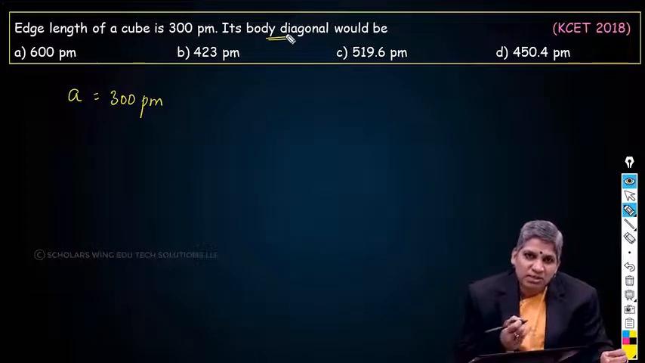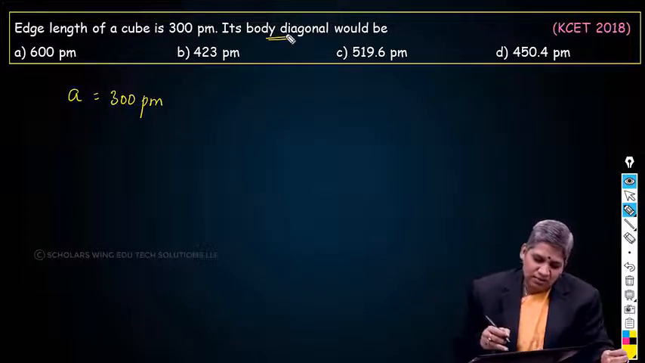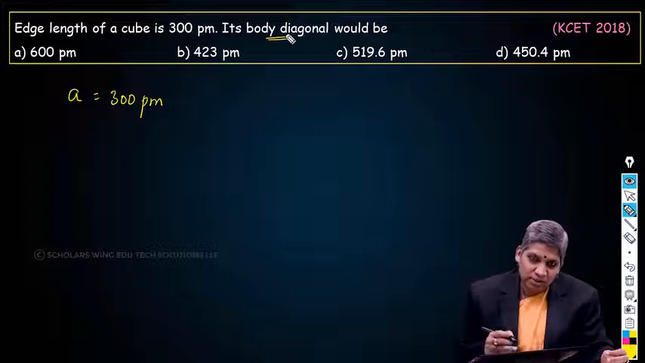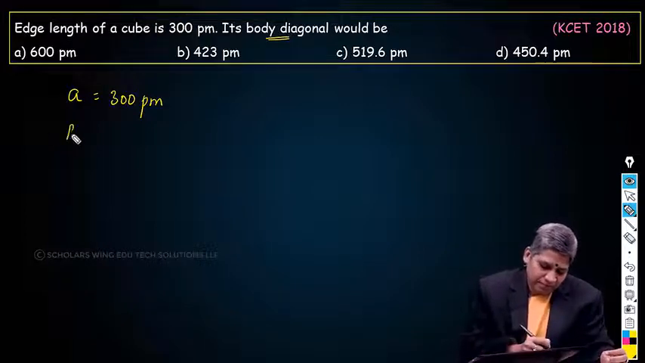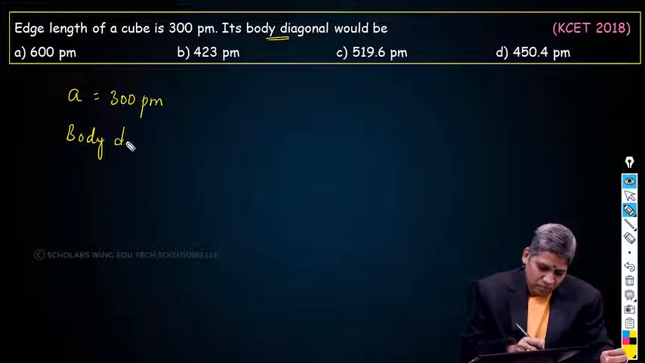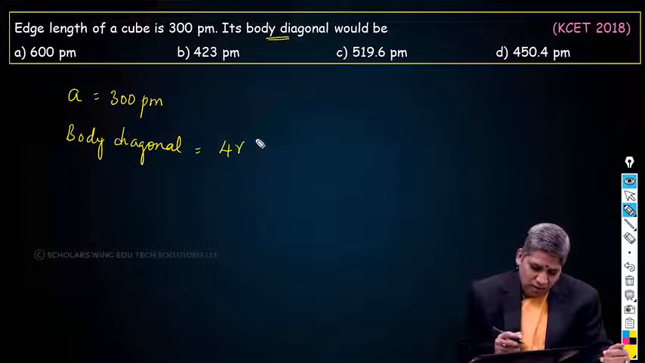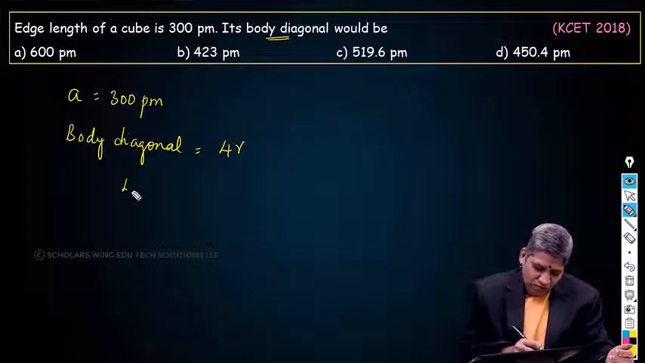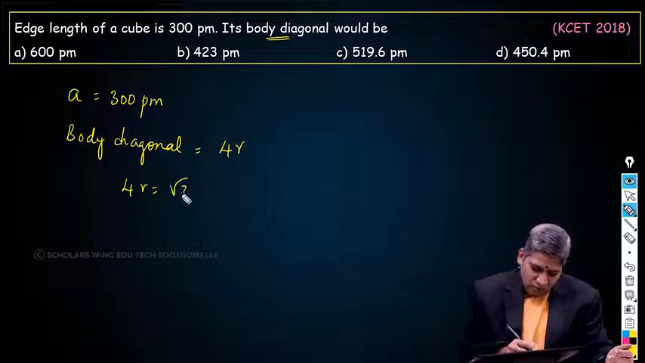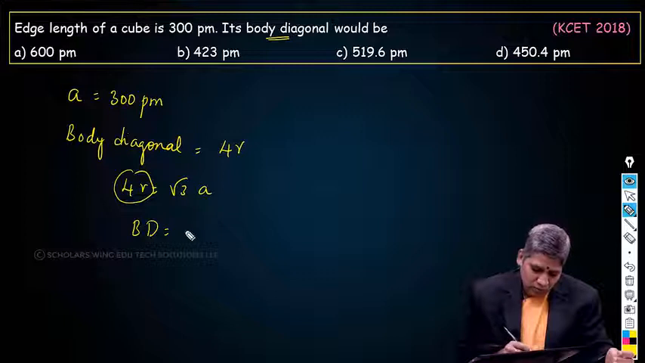Body diagonal means obviously it's BCC lattice because there we have, just now I showed, isn't it? Body diagonal is 4R, because along the body diagonal, 3 atoms are touching each other and hence you get 4R. So the question is, what is body diagonal? 4R, the formula, is equal to root 3 into A. You don't have to take a radius here. So directly you can say body diagonal BD is equal to root 3 into A.